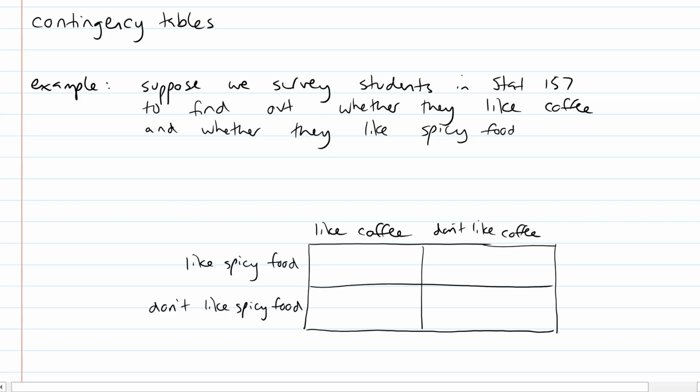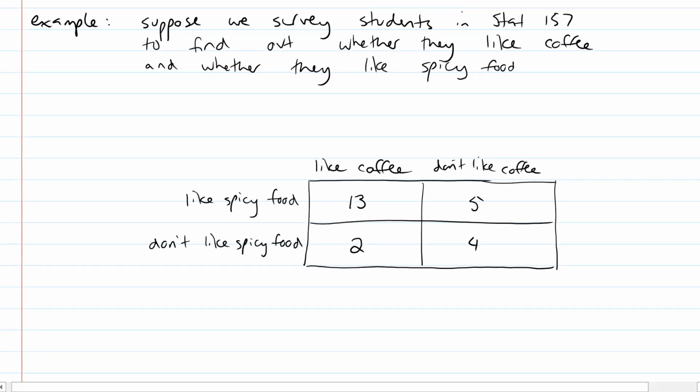And let's say people showed hands and the number of students who like coffee and spicy food is 13. The number that don't like coffee but do like spicy food is 5. The number who like coffee but don't like spicy food is 2. And the number who don't like coffee and don't like spicy food is 4. Of course, these are just made up numbers, but let's say that that's where we are.